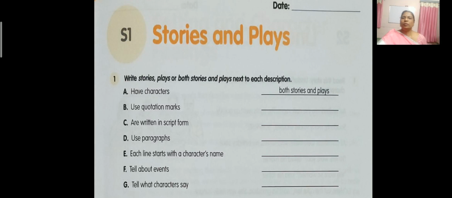Now open your workbook to page number 5, children. S1, stories and plays. Write stories, plays or both stories and plays next to each description. So a description is given and we need to write whether it is stories, plays or both. Now the first one, A: have characters. So we have characters in both stories as well as plays, isn't it, children? So we need to write what is given over there? Yes, both stories and plays.